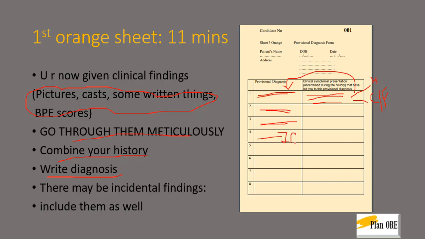But apart from that, you will have some incidental findings. For example, your clinical findings may say that the patient has caries in 4-6, but the patient did not complain about it. You still need to mention this in your diagnosis, and the reason you need to write is that it was seen during the clinical examination. It is very important that you include the incidental findings in the diagnosis as well.